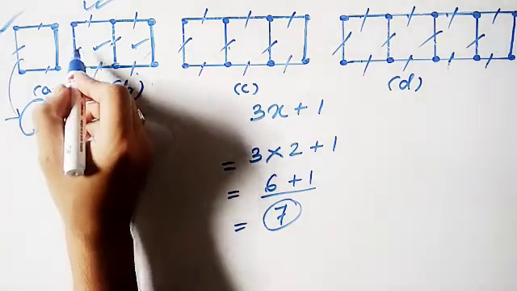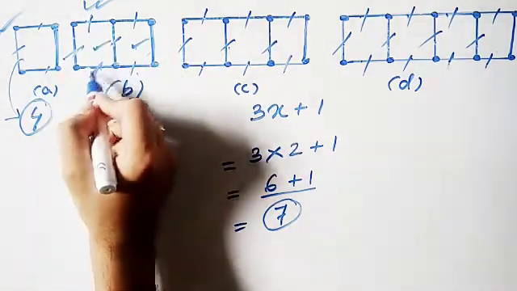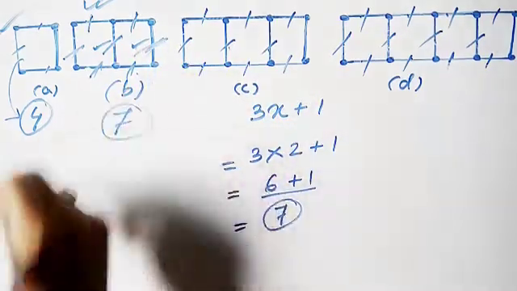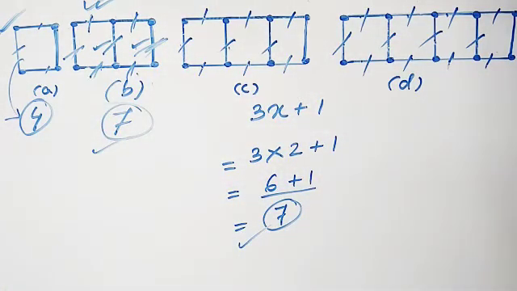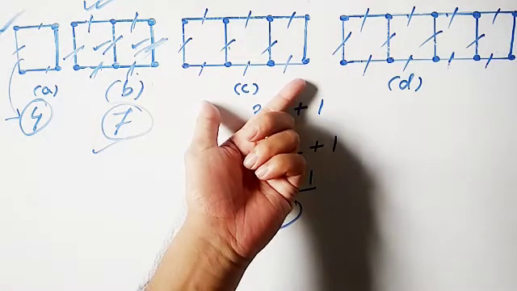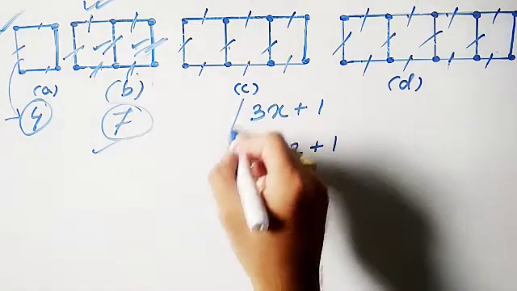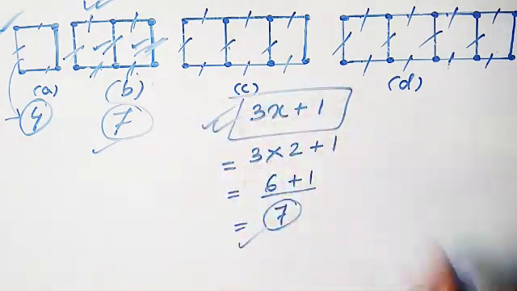So let us check whether our answer 7 is correct or not. Let's count the number of matchsticks here. 1, 2, 3, 4, 5, 6, and 7. So we have the same value, right? So like this, we will get the same value for this one also and for this one also. So our final answer will be 3x plus 1. Understood? Let's solve the next question.